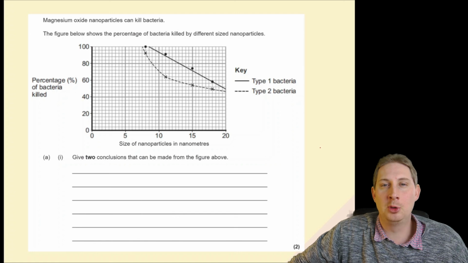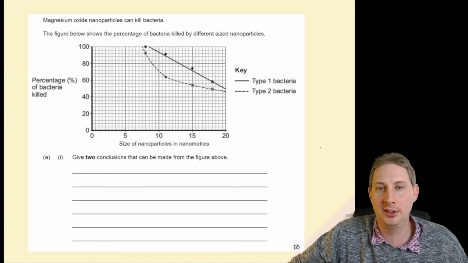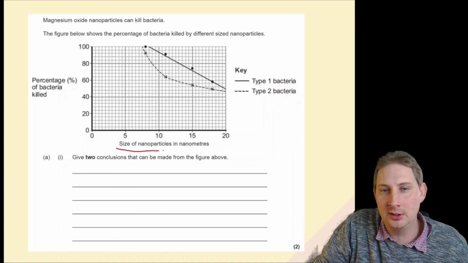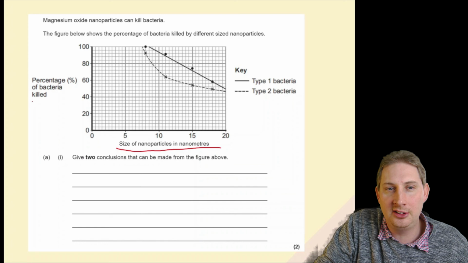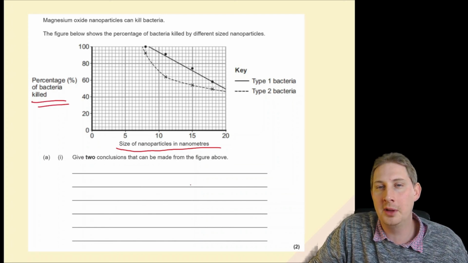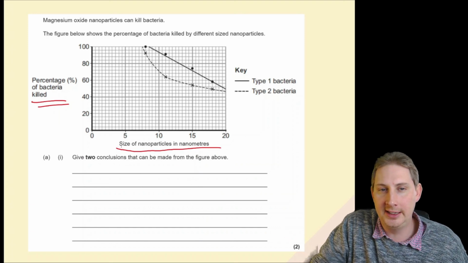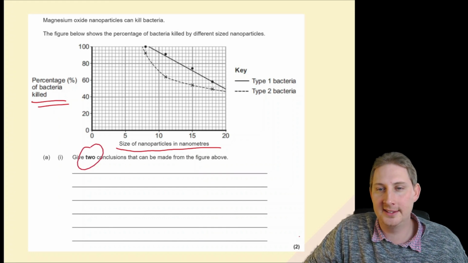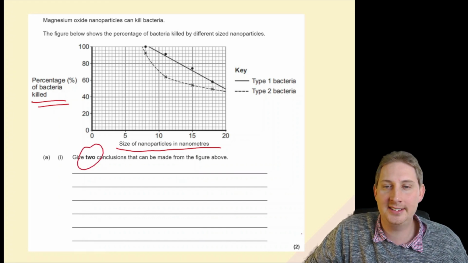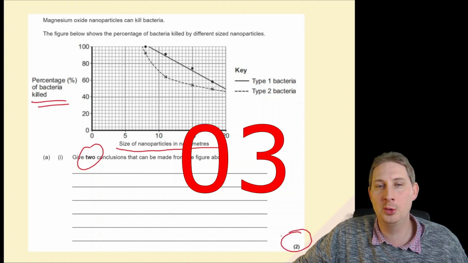Last question, a bit more of a sort of data interpretation question. Magnesium oxide nanoparticles can kill bacteria. The figure below shows the percentage of bacteria killed by different sized nanoparticles. So we've got the size of the nanoparticle in nanometers against the percentage of bacteria killed. Give 2 conclusions that can be made from the figure above. So 2 separate conclusions, explain them fully. 2 minutes, and that'll finish today's lesson. Pause the video, come back when you've come up with 2 conclusions.